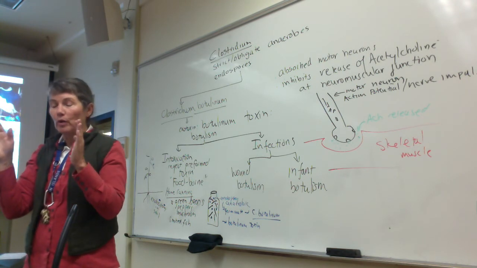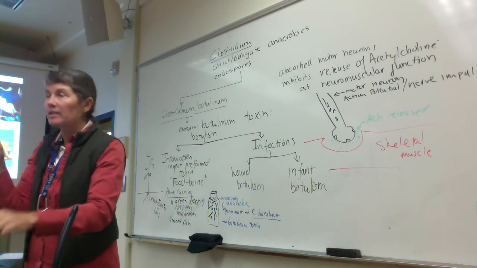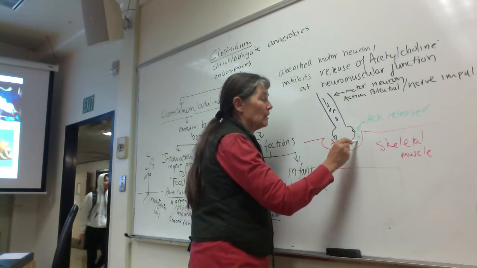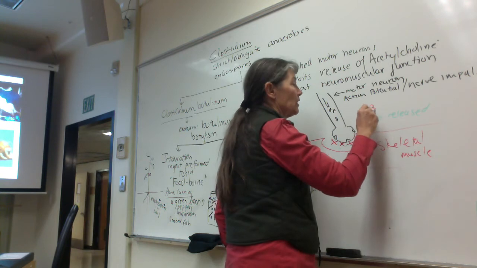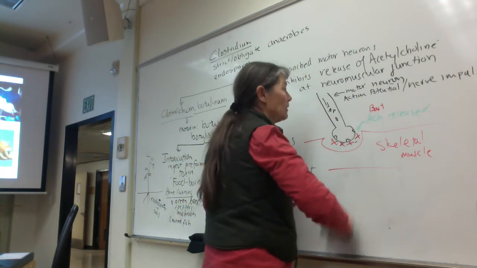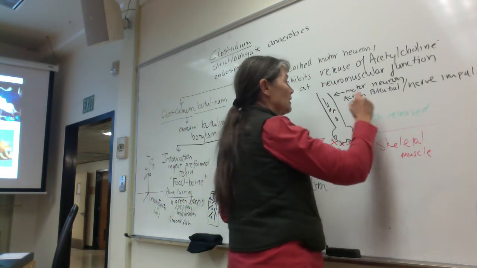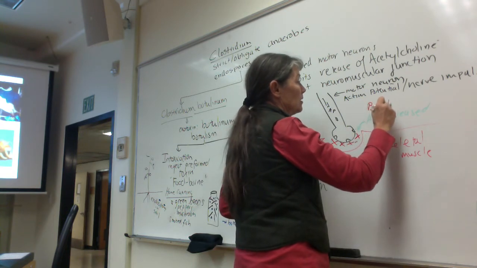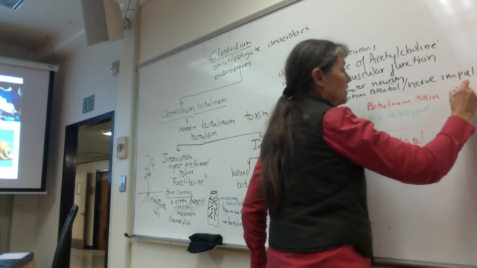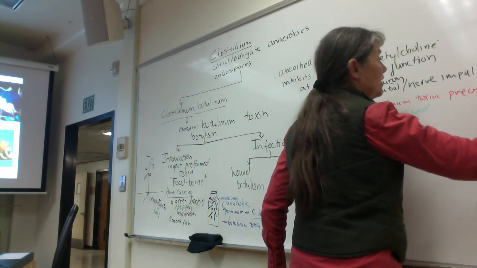Okay, so you guys, what does botulinum toxin do? It prevents the release of the acetylcholine. So the botulinum toxin prevents the ACh release.